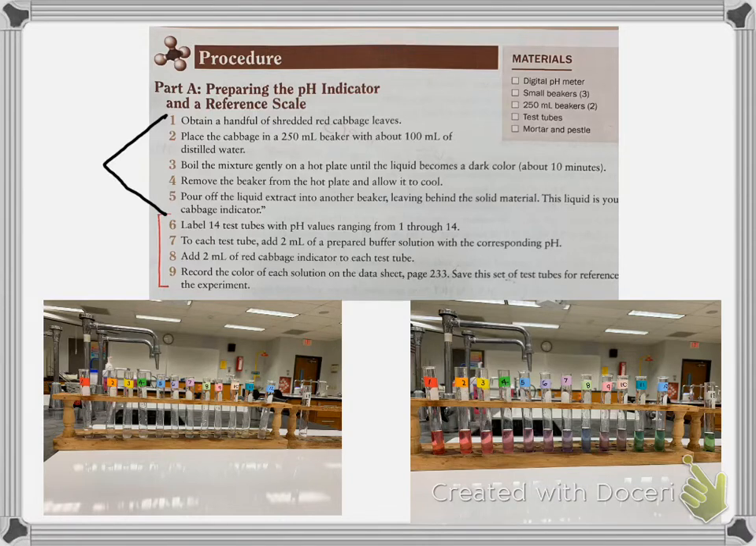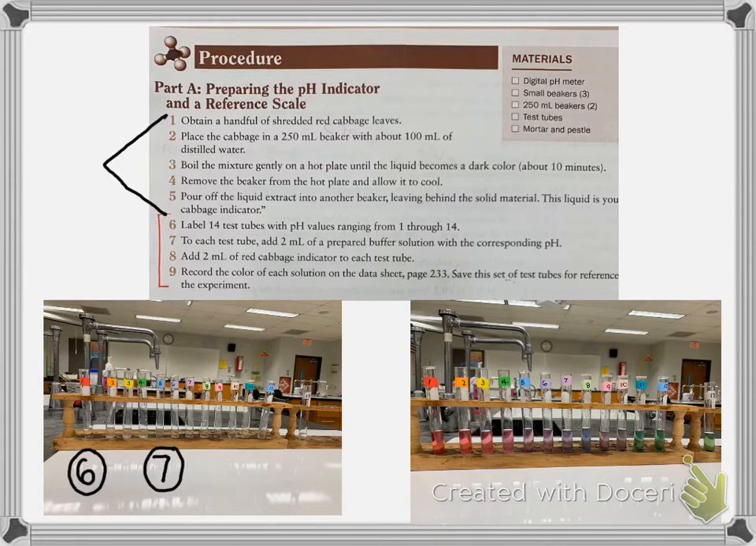So then with step 6, it says label 14 test tubes with pH values ranging 1 through 14. So here I was doing step 6. We only have up through pH of 13, so I only had 13 test tubes. And then step 7 said to each tube add 2 milliliters of a prepared buffered solution. So a buffered solution is a solution that contains what's called a weak acid and its conjugate base. And this mixture can be made for the solution to maintain or keep a specific pH.